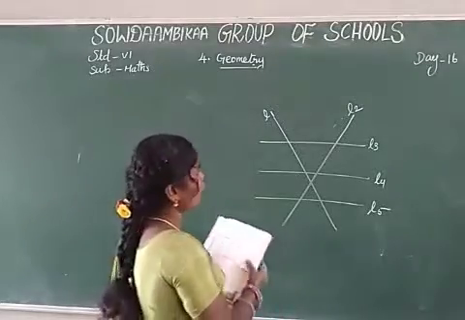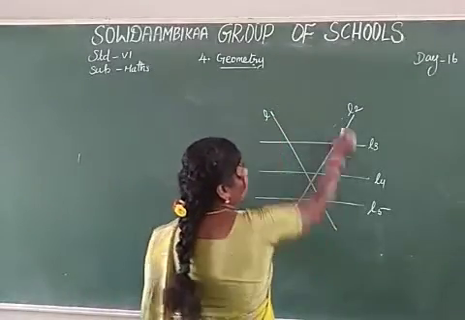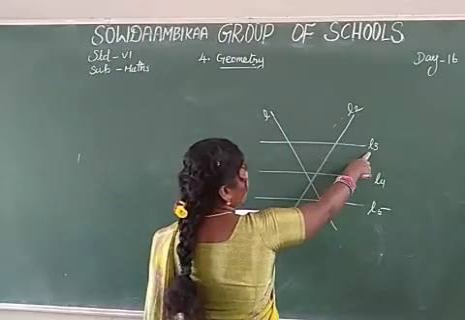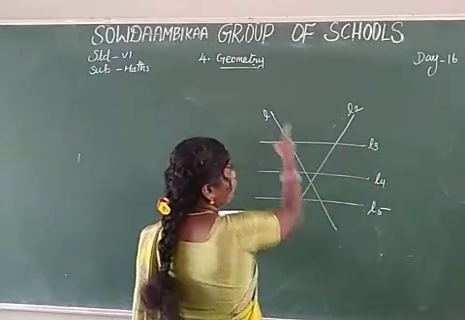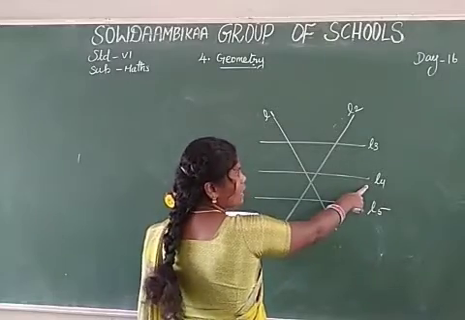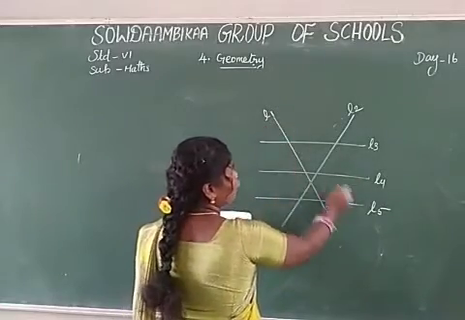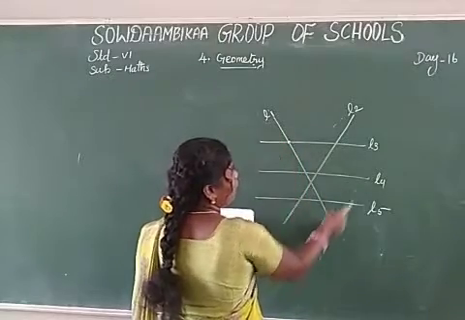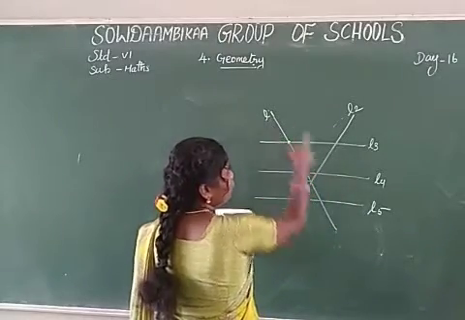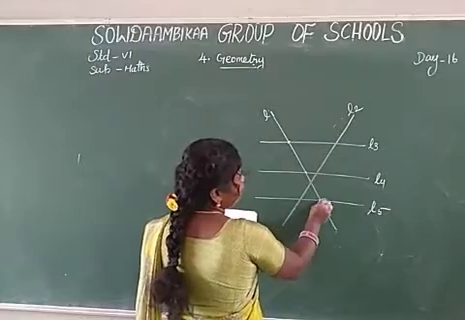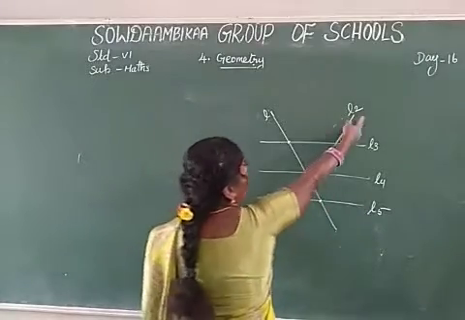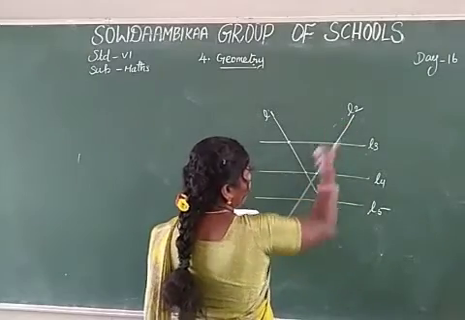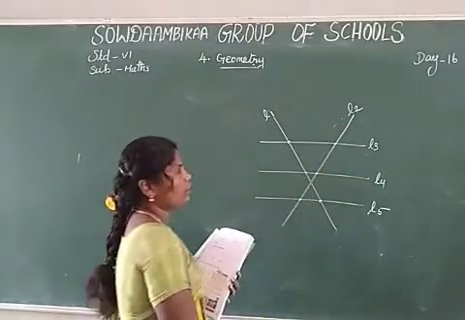Intersecting lines: L1 and L2 are one pair of intersecting lines, L1 and L3 are one pair, L1 and L4 are one pair, and L1 and L5, because L1 and L3 meet at this point, L1 and L4 meet at this point, and L1 and L5 meet at this point. Next, the same for L2 and L3, L2 and L4, L2 and L5.